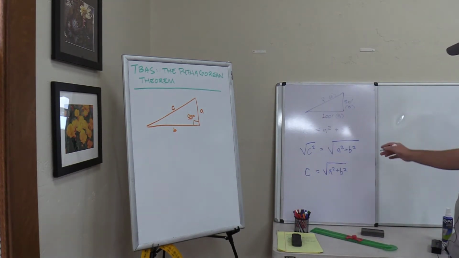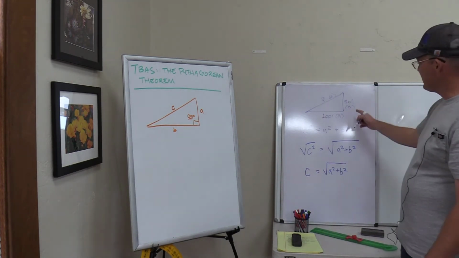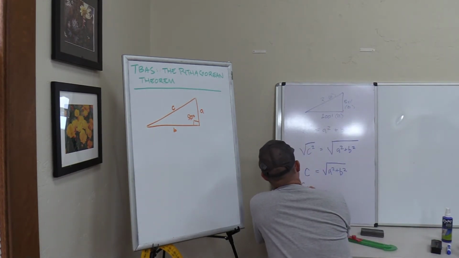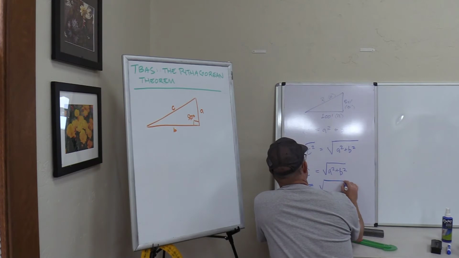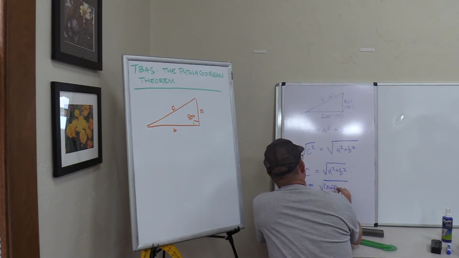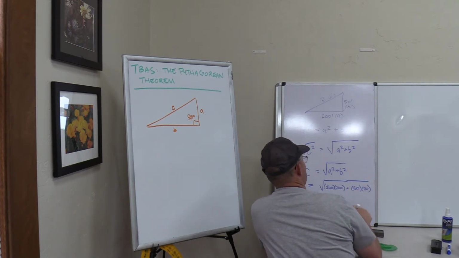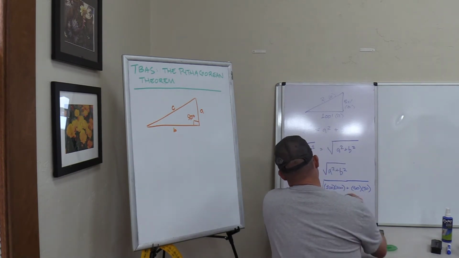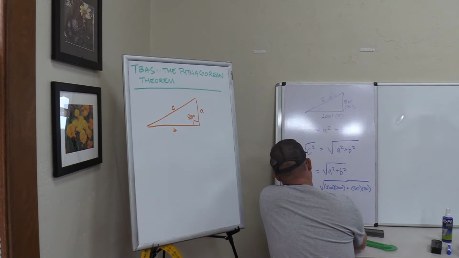Let's work this math. We plug in A and B, and this is what we get: C equals the square root of 100 times 100, plus 50 times 50. You've got to square first. You've got to square A and B first. This is going to make my brain hurt. I think that's 10,000.